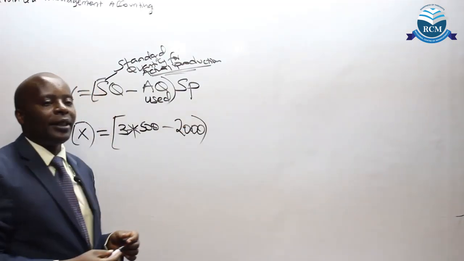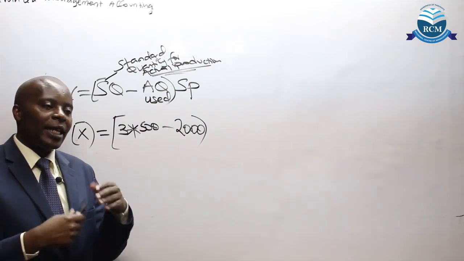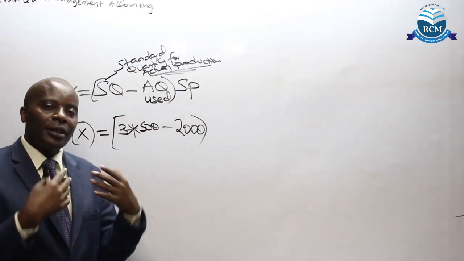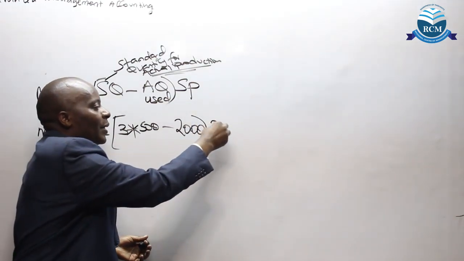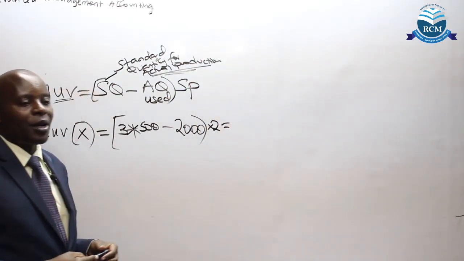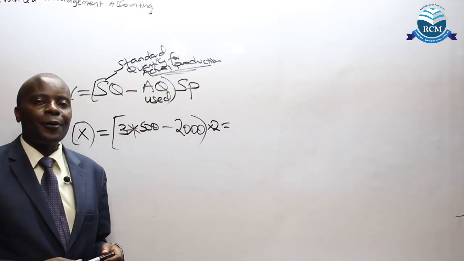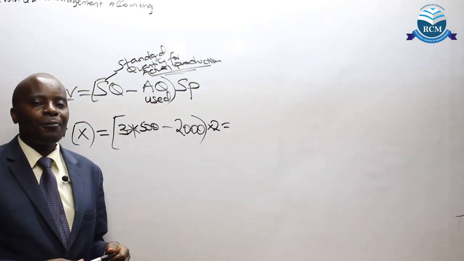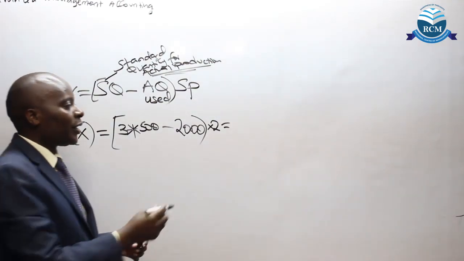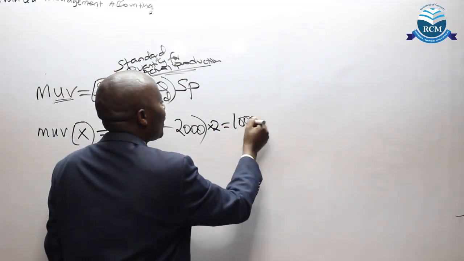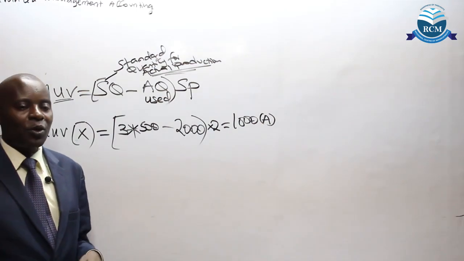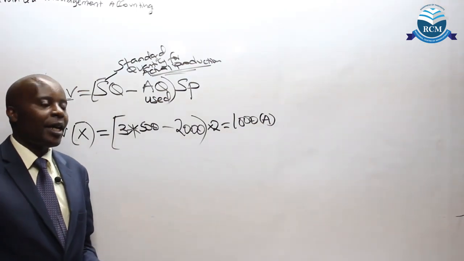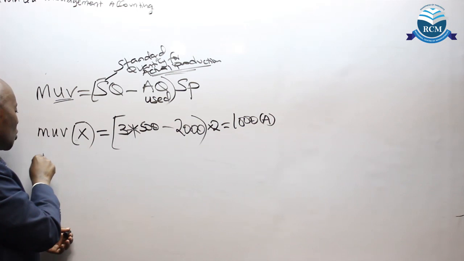And then outside here we have the standard price per kilogram. Standard price per kilogram is 2. So the variance is 1,000 negative, which is a poor performance. What we are calling adverse.